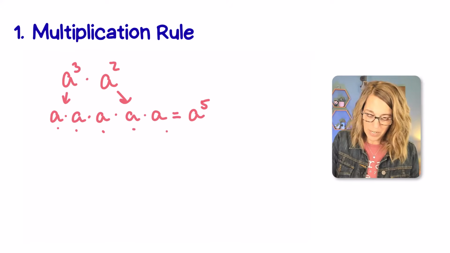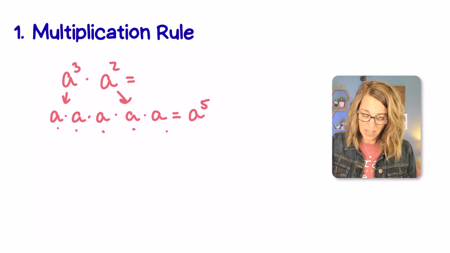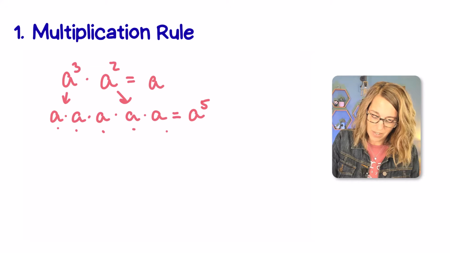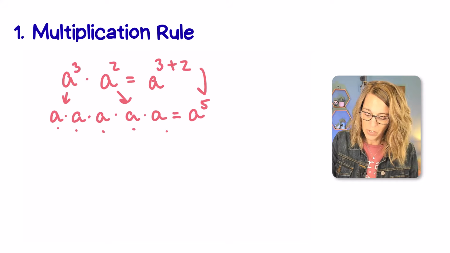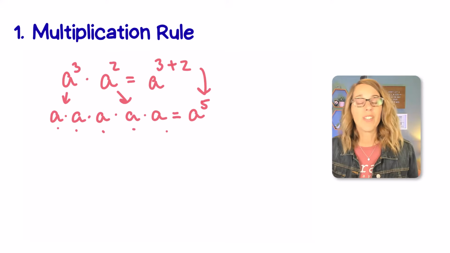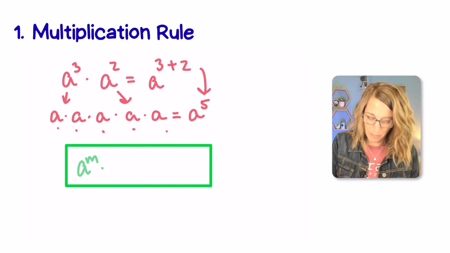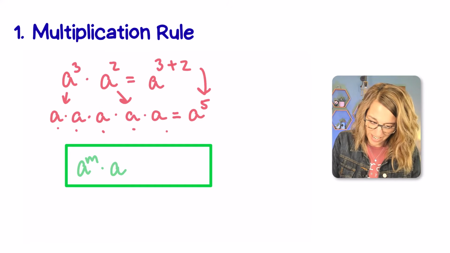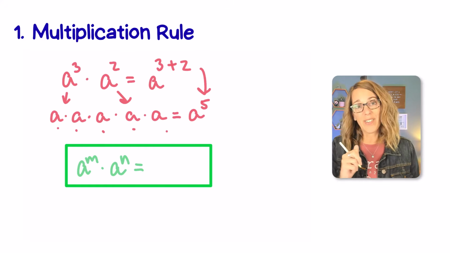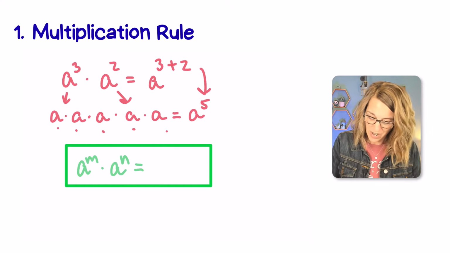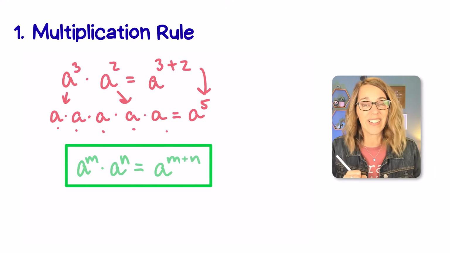Or I could use my property that says you can just add your two exponents together. So my base here is a. I've got 3 plus 2 being multiplied, which gives me a to the fifth. So here's our multiplication rule. A to the m, so just some power, times a to the n. As long as you have the same base, in this case it's a, you can add those two exponents or powers together. So this is equal to a to the m plus n.